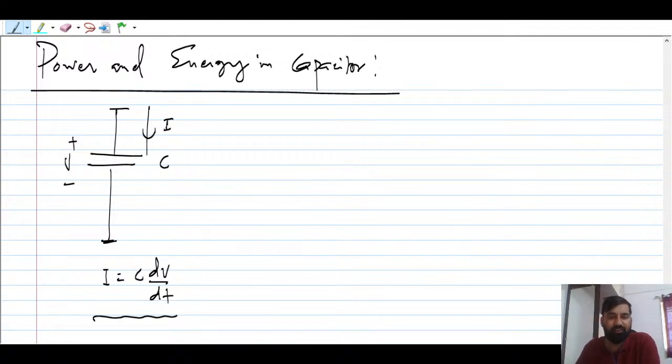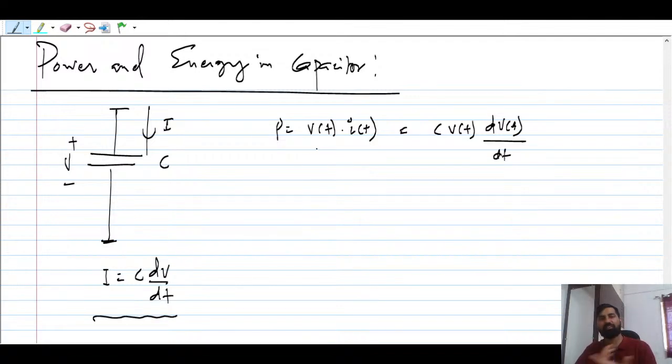Now the power is going to be p(t) = v(t) times i(t). This current is C dv/dt, so we can plug in: p = C v(t) dv(t)/dt. The definition of power is the same, the product of voltage and current. But the relationship between voltage and current in a capacitor involves derivatives, the rates of change.